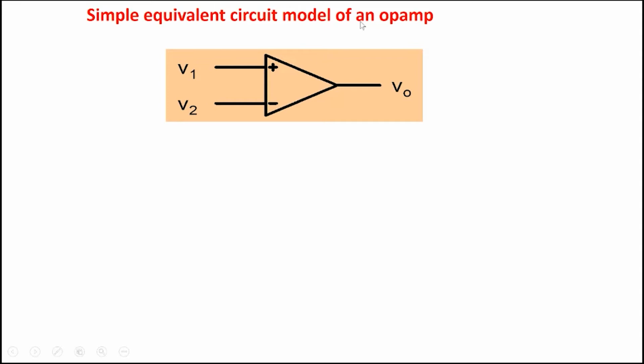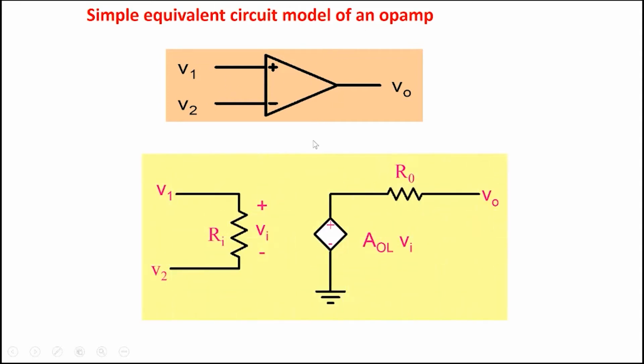So the simple equivalent circuit of our op amp is the following. When you look at it from the input side, between these two terminals, this is called the non-inverting terminal, and this is called the inverting terminal. You'll see why these notions, minus and plus. Between V1 and V2, there is a resistance Ri. And in an ideal case, Ri is infinity.